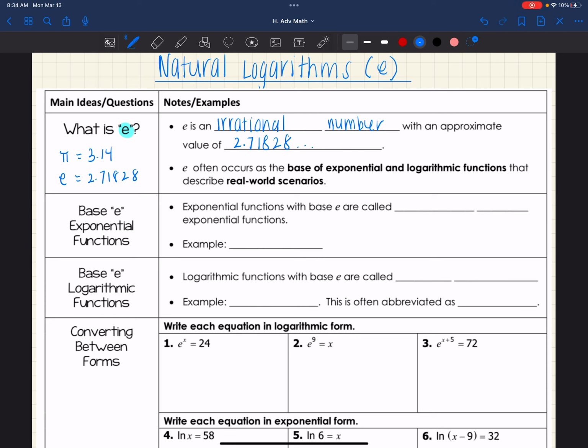The reason why we have it is because e often occurs as the base of exponential functions and logarithmic functions that describe real-world scenarios. In this class, we're not going to dive too much into those real-world scenarios. But next year in calculus, and if you take more advanced math or science courses, you'll probably see this number e in those scenarios. So the number e is just an irrational number with an approximate value of 2.71828, and it goes on forever.